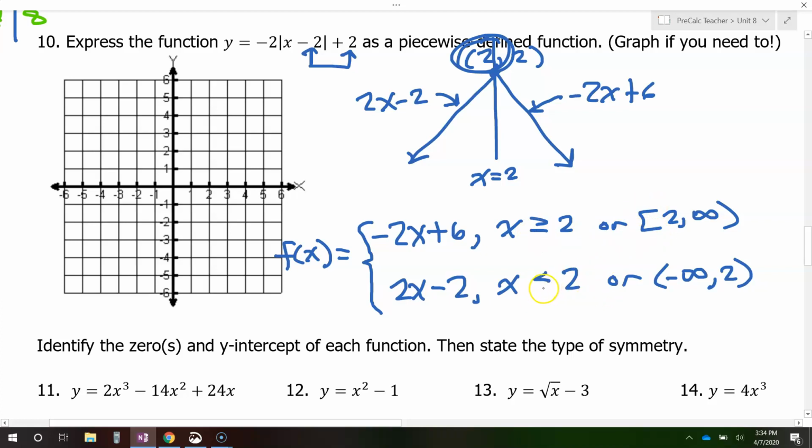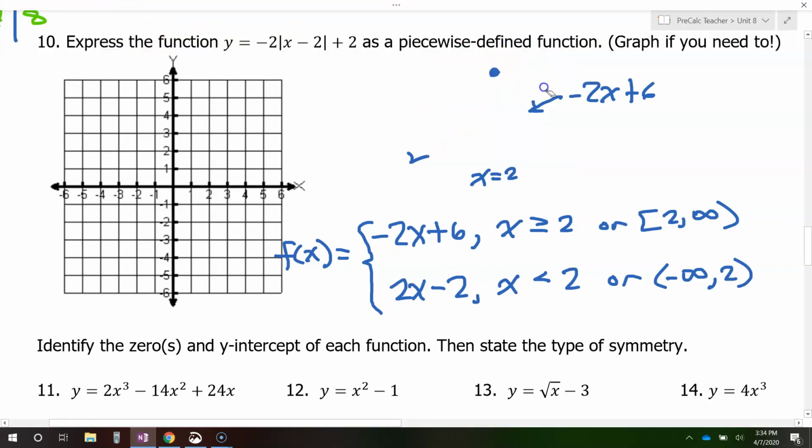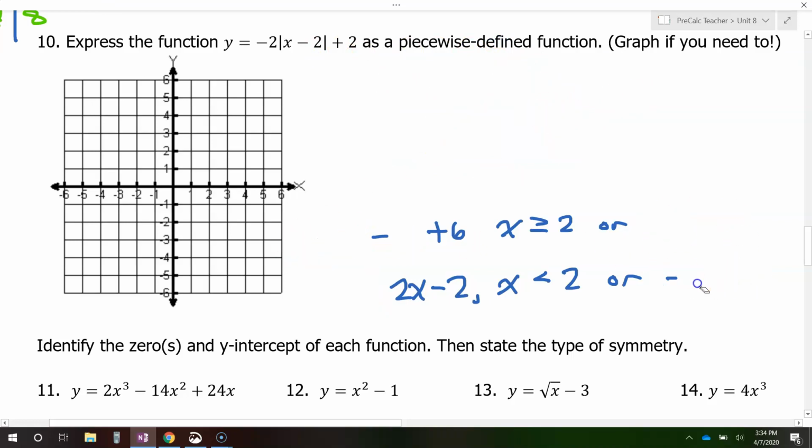All right, and to capture the equal to part, I use the square bracket. And to show that this one is not equal, I used round parentheses. Anyway, this is the answer. And that's how you can do it without really graphing. Now, I'm going to go back and do the same thing again, but this time I'm going to do it with graphing. We should get the same exact answer.